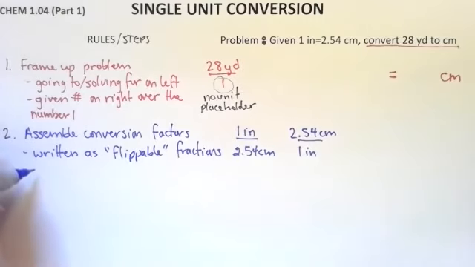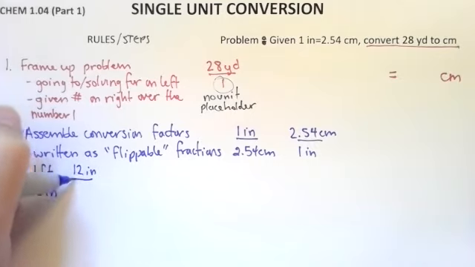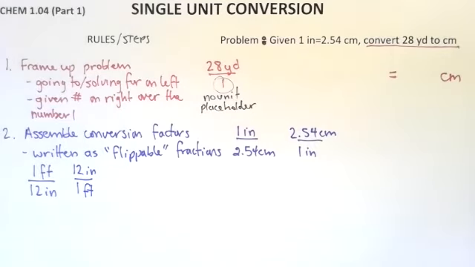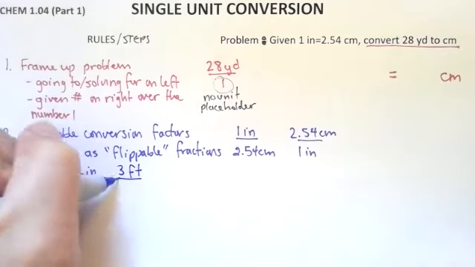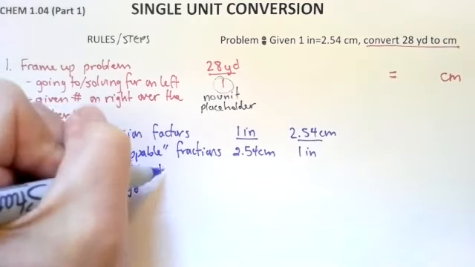So I know that I have 1 foot is 12 inches, and I'm going to flip that, of course. I'm going to write these out until you guys get comfortable with the fact that these aren't fractions. I'll write them out both ways. You don't have to do that, but if you're struggling, I recommend you be as particular as you can be. I know that there are 3 feet in 1 yard.